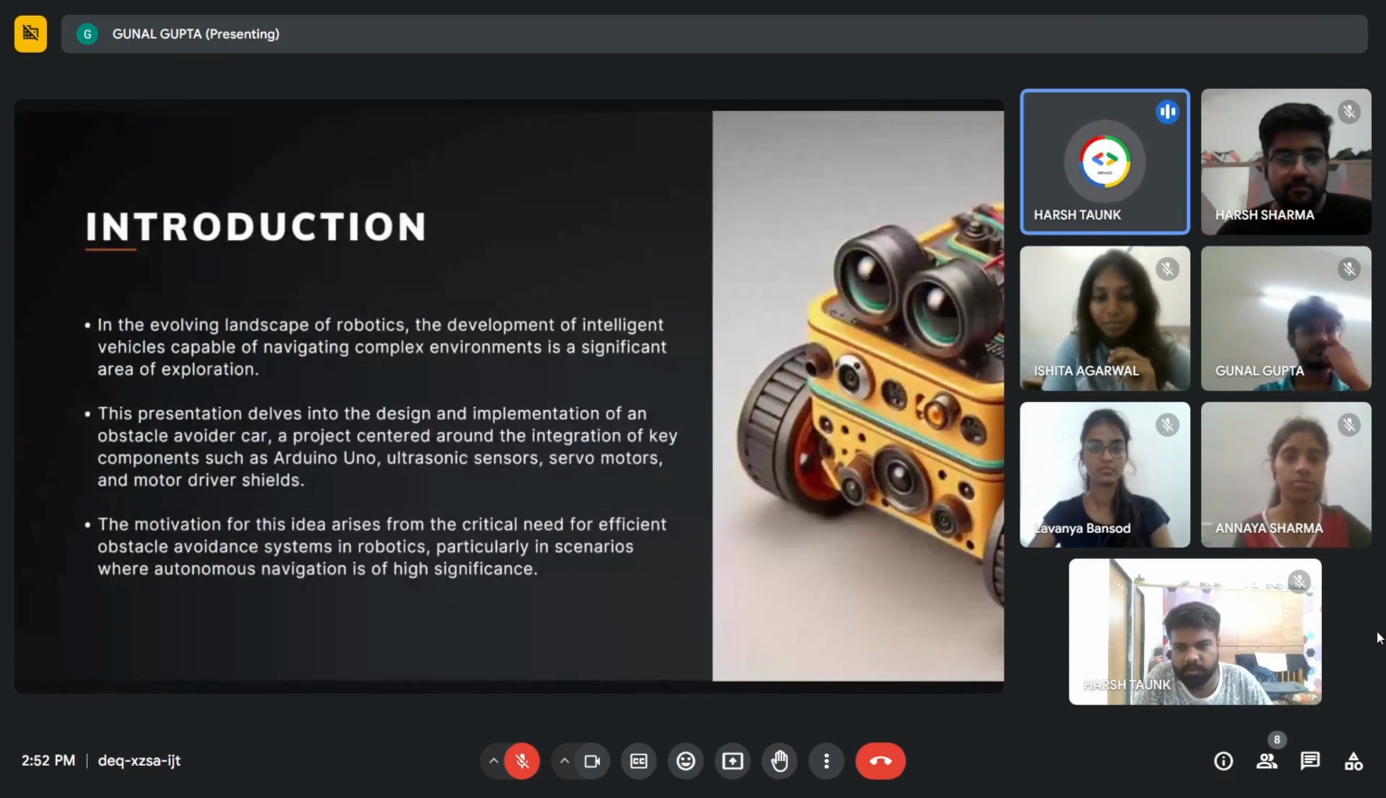So, in the evolving landscape of robotics, the development of intelligent vehicles capable of navigating complex environments is a significant area of exploration. This presentation delves into the design and implementation of an obstacle avoidance car, a project centered around the integration of key components such as Arduino Uno, ultrasonic sensors, servo motors, and motor driver shields. The motivation of this idea arises from the critical need for efficient obstacle avoidance systems in robotics, particularly in scenarios where autonomous navigation is of high significance.